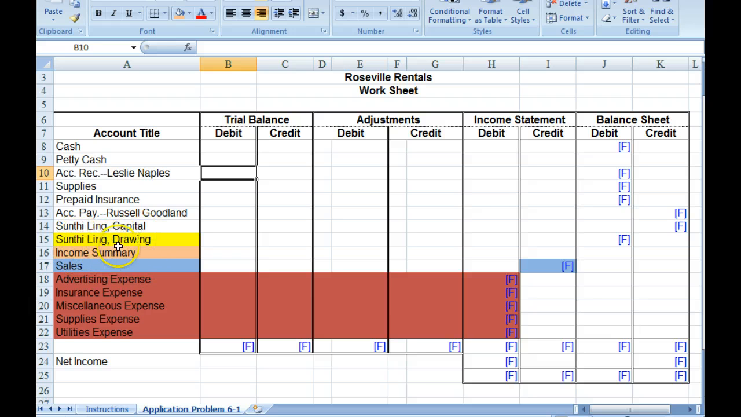Step 4 is drawing. All right, these shaded right here are all called temporary accounts, meaning they have to have a 0 balance at the beginning of the fiscal period. The accounts that are not shaded are called permanent accounts, and they are accounts that will always have a balance. It doesn't matter.